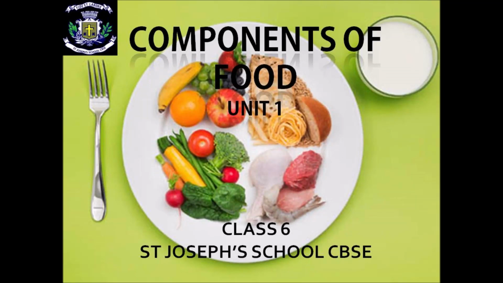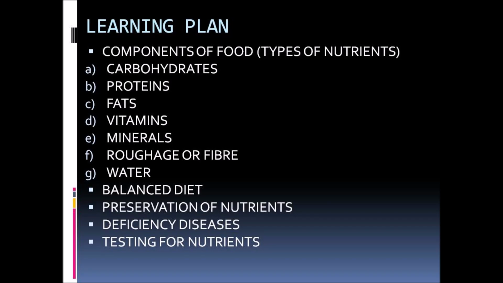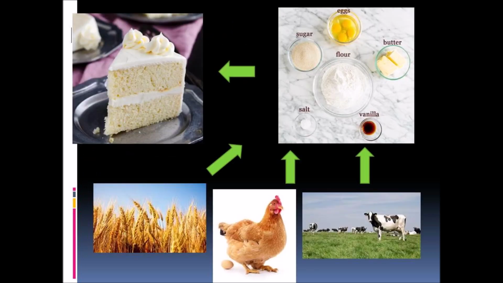In today's class, we will learn the second lesson for this year, that is components of food. The lesson is divided into two units in which we will cover these topics. In Unit 1, we will recall the concepts that we are already familiar with, that is, the types of nutrients and balanced diet. In the previous lesson, you have learned what is food, what are the ingredients used in making a food item, and from where these ingredients are made available to us.